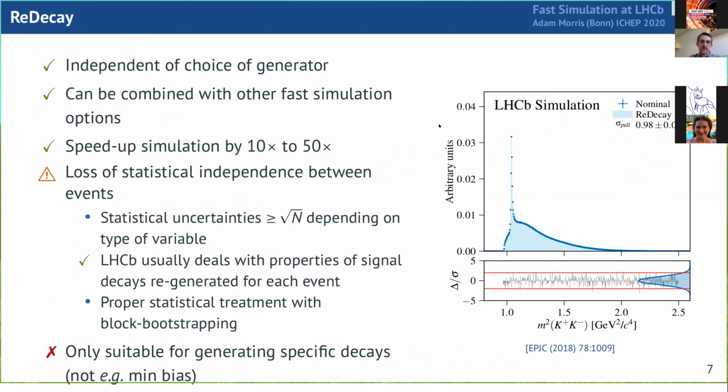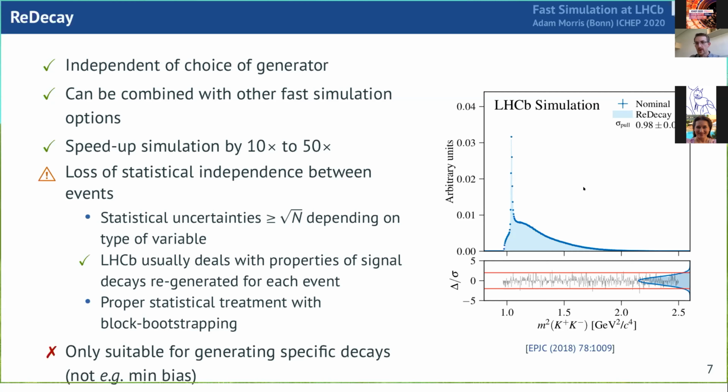It can be combined with other fast simulation options, so you can also speed up the detector simulation itself. This has a speed up factor of 10 to 50 times, depending on the type of event. One thing to be cautious about is that there is generally a loss of statistical independence between events, which means that the statistical uncertainties are generally greater than Poisson uncertainties, depending on the type of variable.